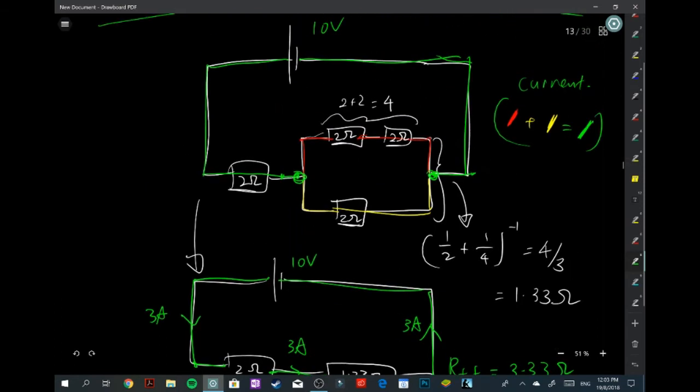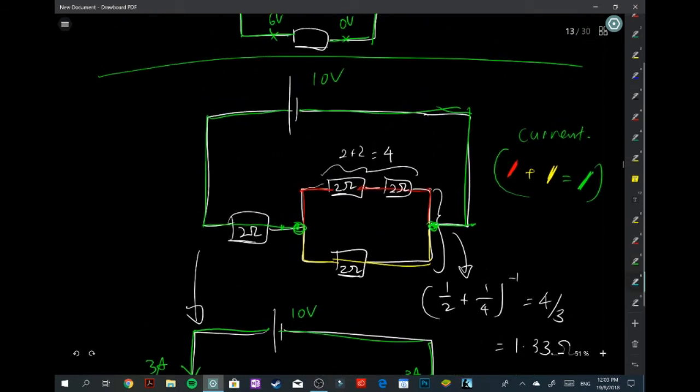Now, I want you to take note of this. I'm going to use the blue one. When the charge flows and passes through the 2 ohm, do I use that energy? Yes. So I pass through with 3 ampere, sorry, not 3.33. I pass through with 3 ampere here. This is also 3 ampere.